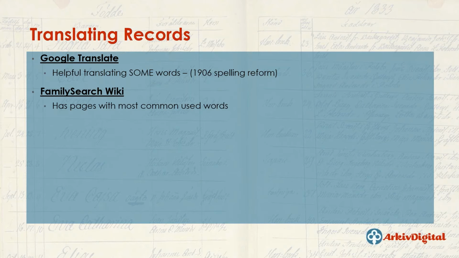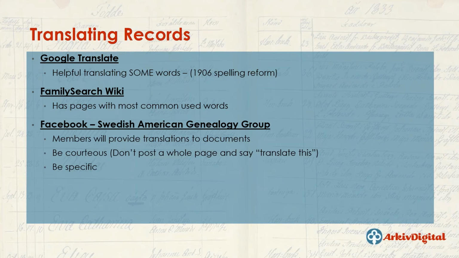The Family Search Wiki has pages with the most commonly used words. And like I said, occupations, there's also a PDF that you could download, which is very helpful. And again, the Swedish American Genealogy Group on Facebook, they will provide translation of documents. Just like I said, be specific.